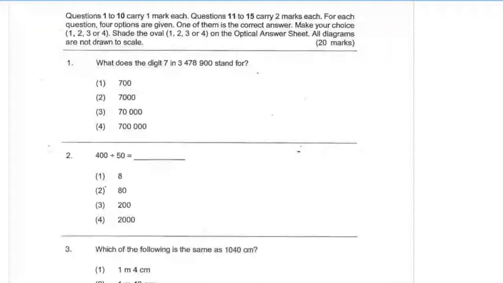This is P5 2019 Catholic High SA1 Paper 1. So question 1, digit 7. What does it stand for?